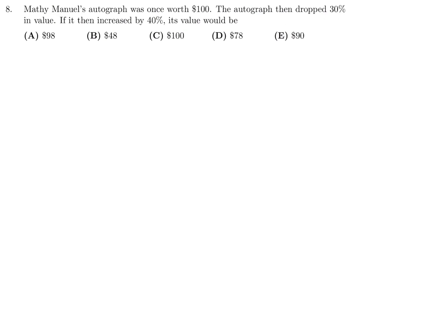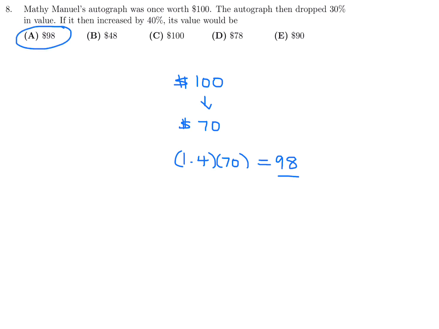Matthew Manuel's autograph was once worth $100. The autograph then dropped 30% in value. If it then increased 40%, its value would be... $100 initially, and then it drops 30%, so it's now $70. And now it's going back up 40%, so 1.4 times 70 is now its new value. And 1.4 times 70 is equal to 98. So that is the value that we are currently at. And therefore, number 8, the answer is A.